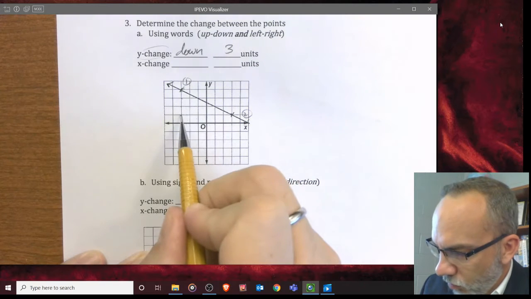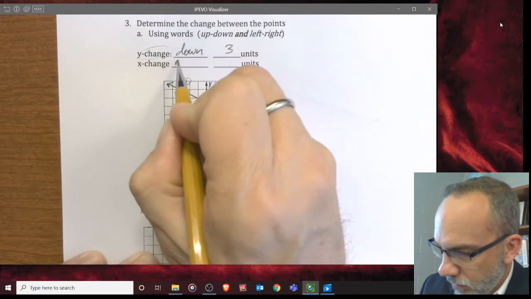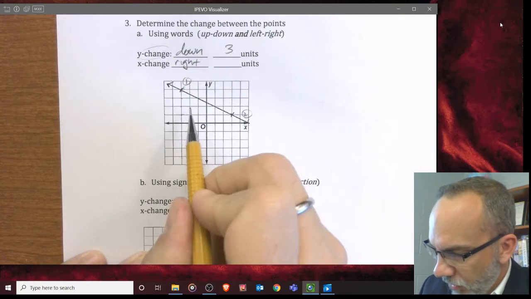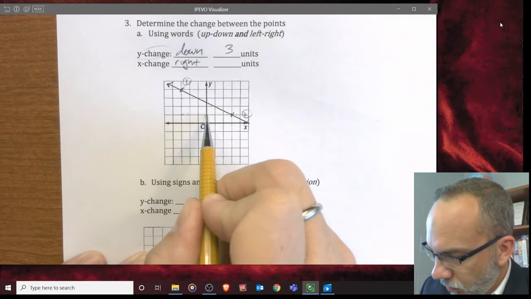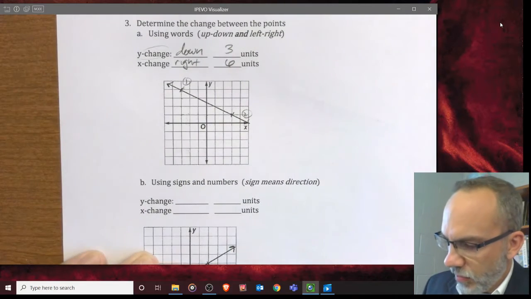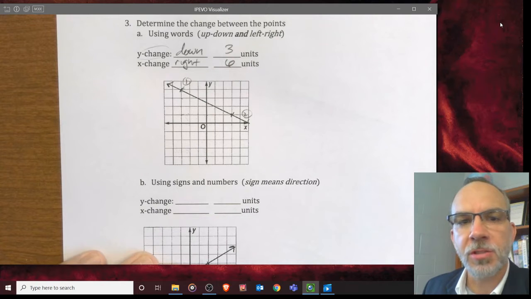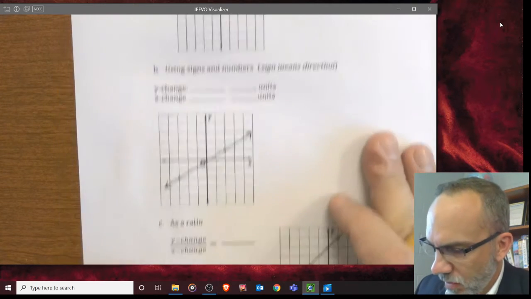And then would I go to the right or to the left to get to the next point? I would go to the right. How many units to the right? 1, 2, 3, 4, 5, 6. 6 units. Okay, so down 3, right 6 to go to that location. We'll come back to that.